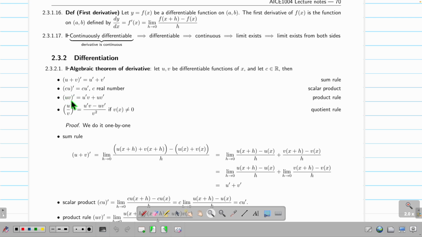And then what is this? This is called the product rule. If you have u, v multiplied together, then you have u prime v plus u v prime. You differentiate one of them at a time, and then you sum all the possible ways you can differentiate.